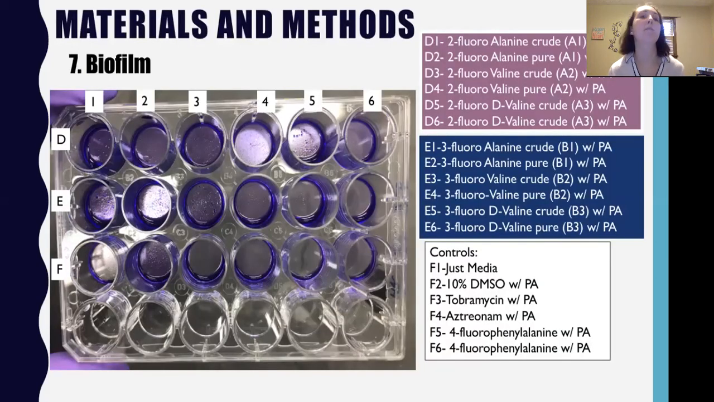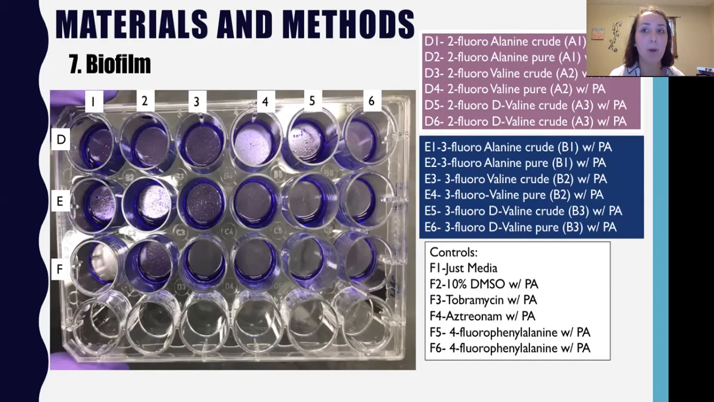So our final step is a biofilm assay, and what this basically does is we're testing our products with the bacteria. The D and E rows have the bacteria and my crude versus pure products, and you can see those listed on the right in purple and blue. And the F row here are my controls, and the only one that doesn't have Pseudomonas aeruginosa is F1, and that's just the media to see if it grows there.